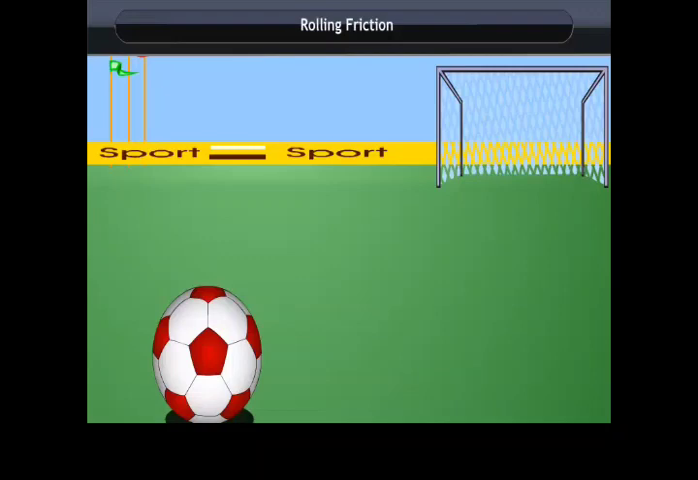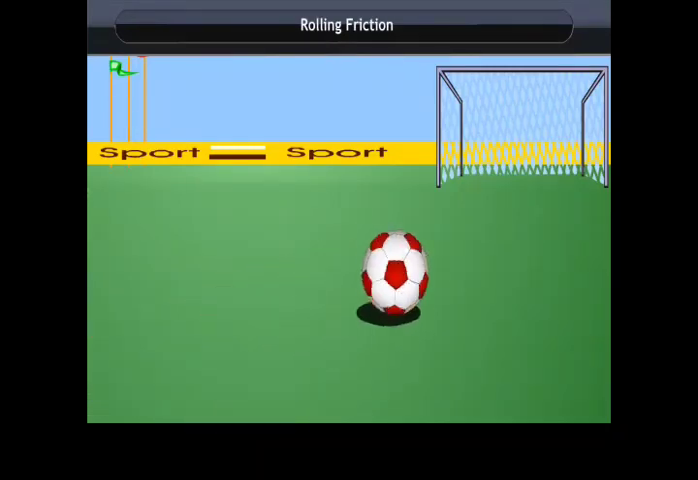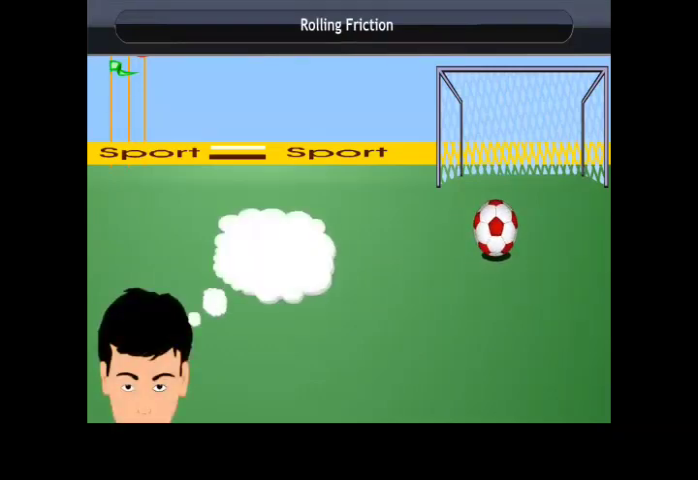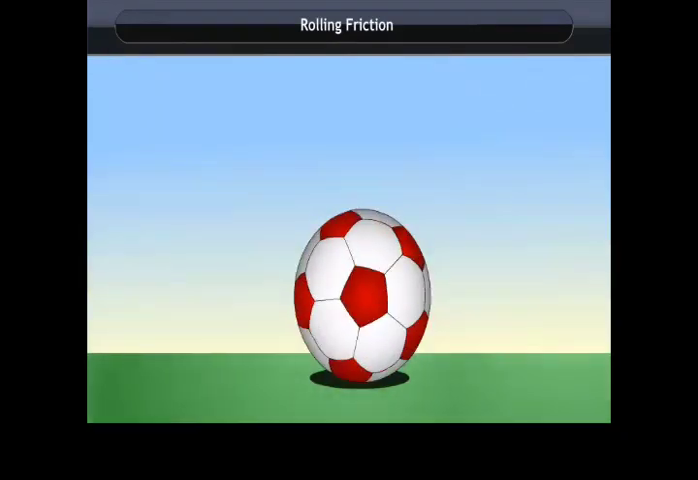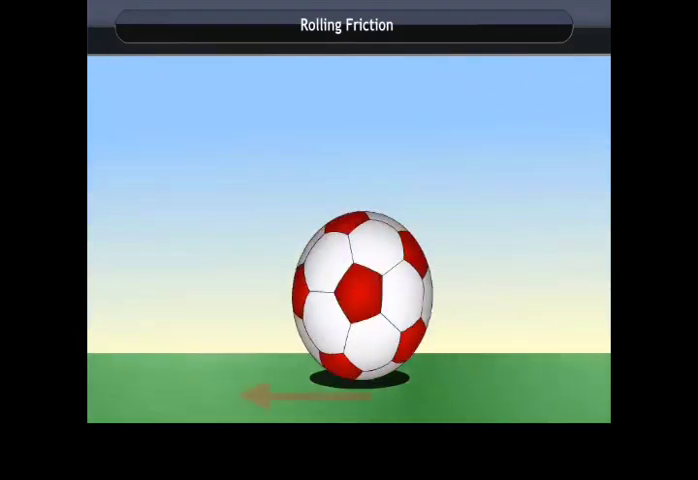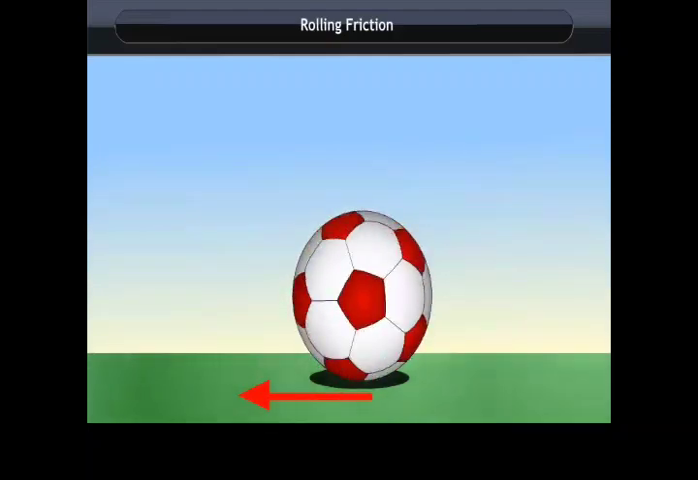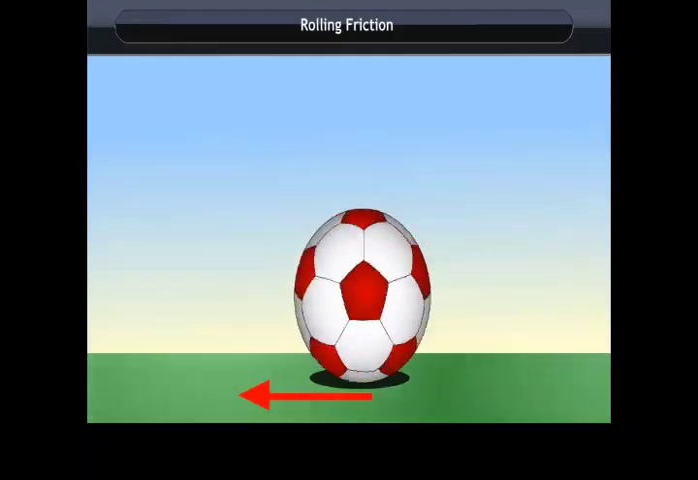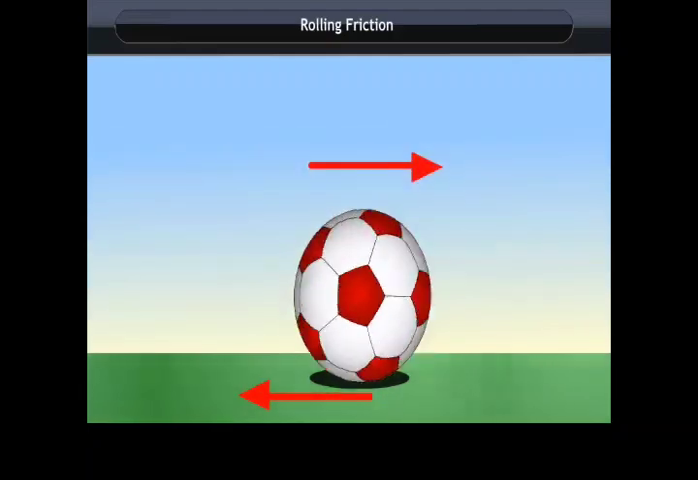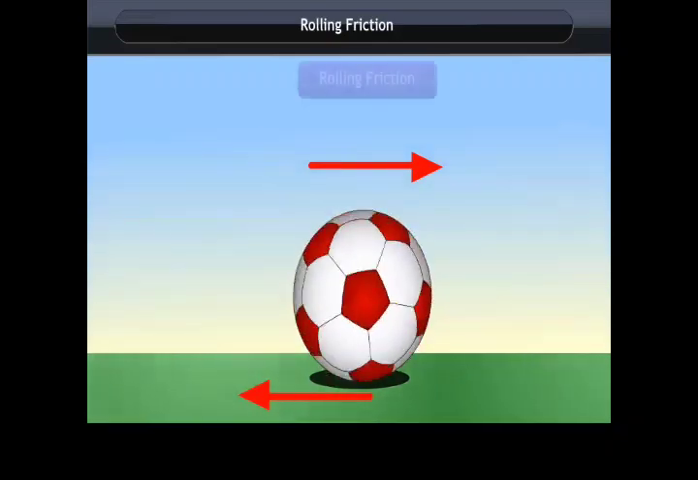Rolling friction. Look at the football. Let's kick the football. It stops after rolling to some distance. Why does the ball stop? Yes, it stops due to the force of friction which is acting on the ball on the ground and acting against the ball towards the direction of rolling. This friction is known as rolling friction.